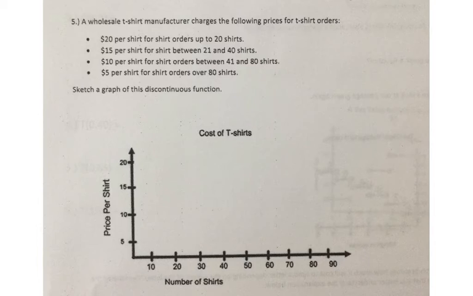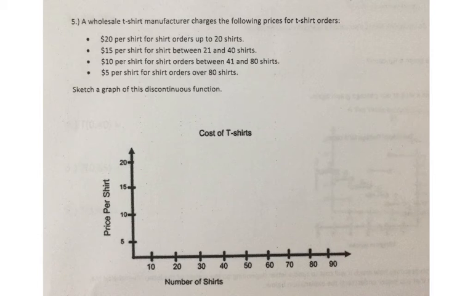So if I ordered no shirts, we could put an open circle there because you're not going to order no shirts and get charged $20 a shirt. So that point doesn't make sense. But whatever I order from here to 20, and 20 is included, you see that? Because if I order 20 shirts, I'm still paying $20 a shirt. But as soon as I jump to 21, I'm dropping down to 15.